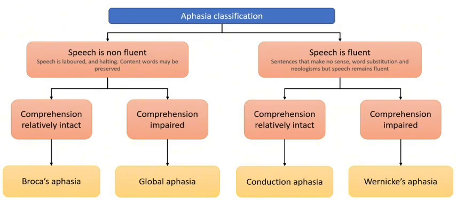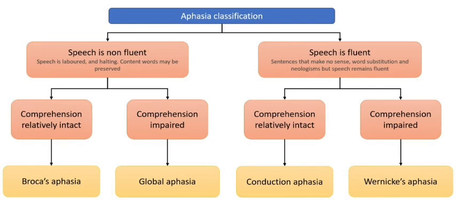The next aphasia is conduction aphasia. In conduction aphasia, the lesion occurs in the arcuate fasciculus. The speech of the patient is fluent. The comprehension, that is the understanding of the patient, is normal or comparatively intact. Repetition of the patient is poor, and the patient knows they are making errors.